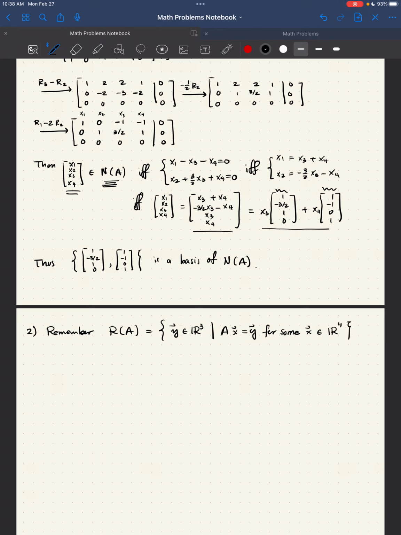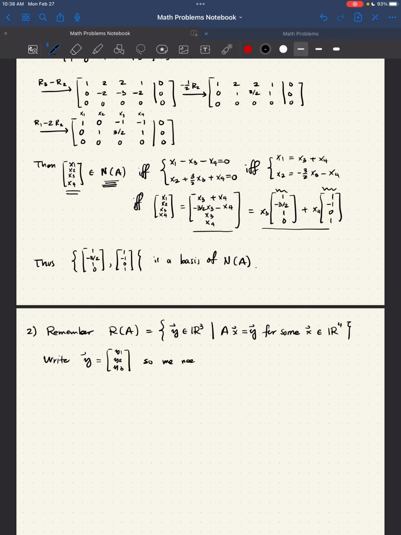Well, let's work this out a little bit. Let's interpret it in different terms. And we're going to write the elements of this set in this fashion: Y1, Y2, Y3. Why is it that I can do that? Because I know the number of components that it possesses.